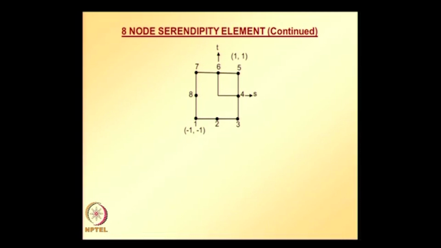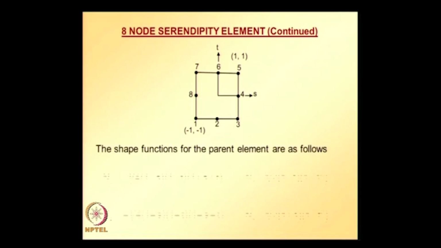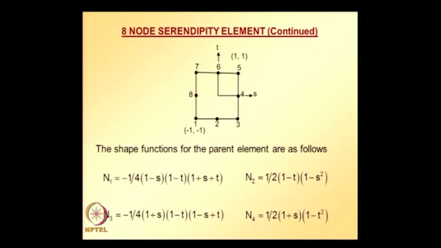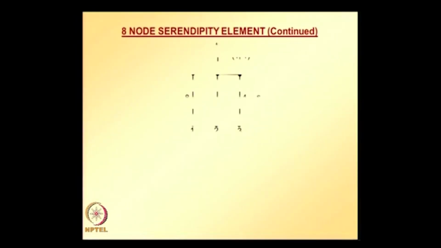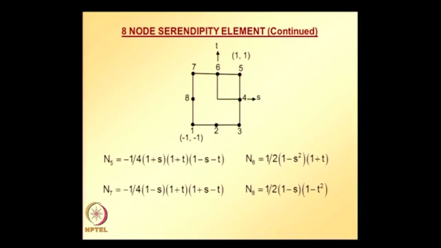And we also require the shape functions of the 8 node serendipity element in the parent domain. We already discussed how to get the serendipity element shape functions earlier. So, the same shape function expressions are reproduced here. Shape functions for the parent element are as follows: n1 to n4 are shown here. Similarly, n5 to n8 are given here.